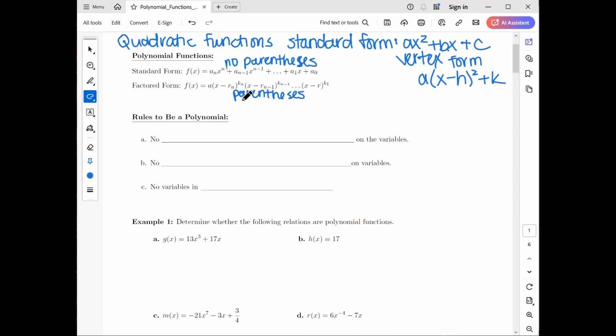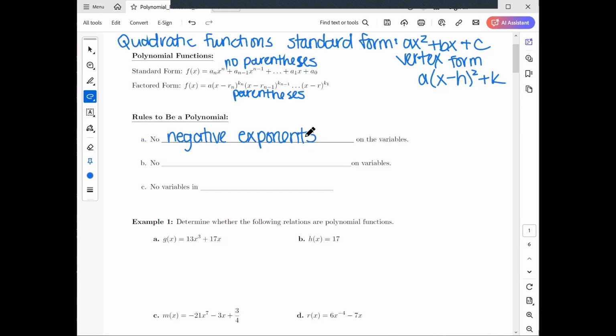But before we even get into finding all of those cool things I was just talking about, you have to be able to figure out what a polynomial is. And there's some rules to be part of the polynomial club. And the first rule is you don't talk about polynomial club. No, the first rule is that you cannot have any negative exponents on our variables. So if you have a negative exponent on your variable, you're not a polynomial. You're not part of the polynomial club.